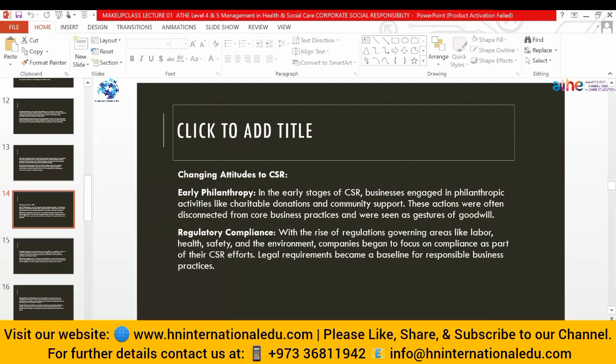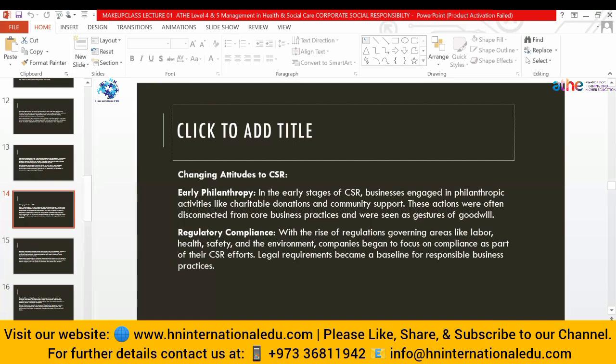Why gestures of goodwill? Because it felt like these organizations are giving so much donation, these are very expensive, these are quite big or giant organizations. So we only used it for the same purpose. Regulatory compliance. With the rise of regulations, that is, laws and legislations from the government, in areas like labor, health, safety, and the environment, companies began to focus on compliance as part of their CSR efforts. Legal requirements became a baseline for responsible business practices, because the main focus is always on the money, on the profit, on the abnormal profit.